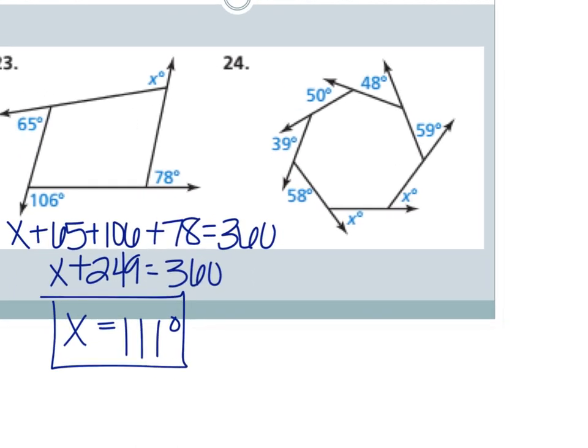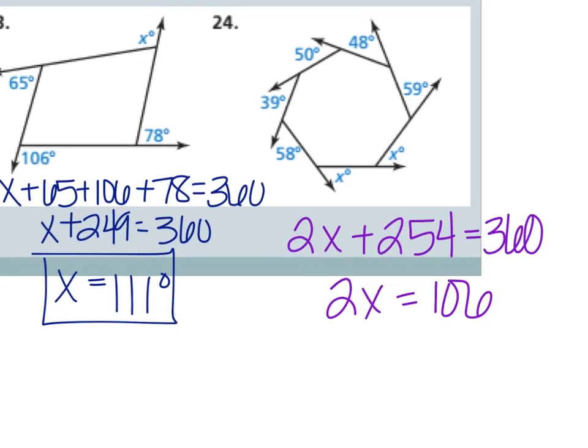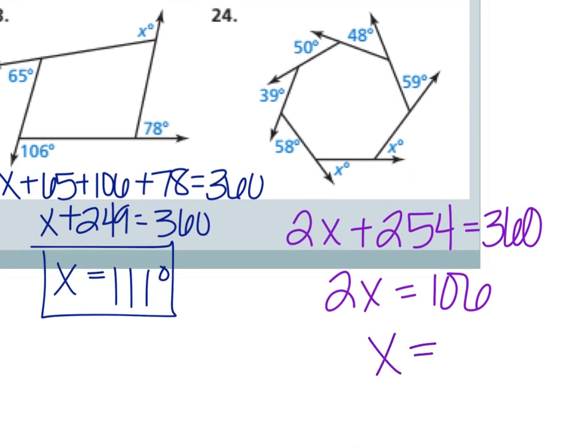I'm going to do the same thing for number 24, except I'm going to add them all together beforehand. I know they have to add up to 360, so I'm going to take 59 plus 48 plus 50 plus 39 plus 58, which is 254. And then I have these two x's there. If there's two x's there, I know that they're congruent to each other. So I have 2x plus 254 equals 360. If I subtract 254 from both sides, I get 106. So 2x equals 106. To get x by itself, we divide both sides by 2, and I get 53 degrees.